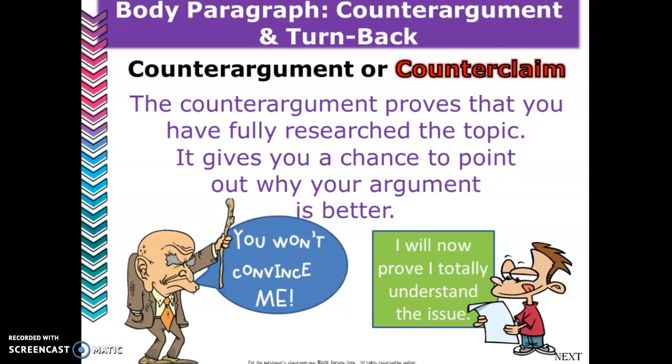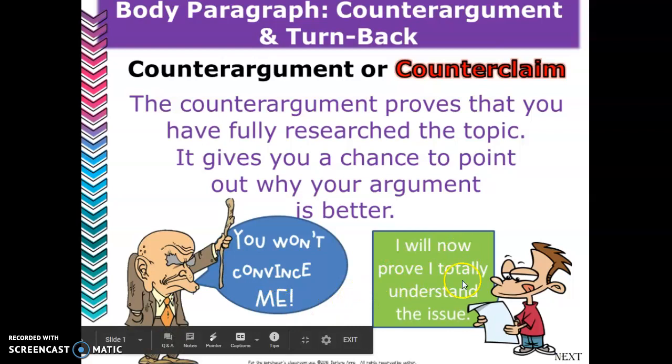or what you can also call the counterclaim paragraph. So a counter-argument proves that you have fully researched the topic. It gives you a chance to point out why your argument is better. You won't convince me. I will now prove I totally understand the issue.